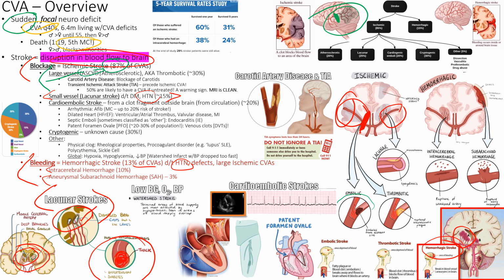It could be MCA, which is the most common, the middle cerebral artery. It could be the ACA, the anterior cerebral artery. It could be the PCA. It could be the basilar. It could be the vertebral artery. All these things can occlude all of a sudden, right? That's why we say these are stroke events.